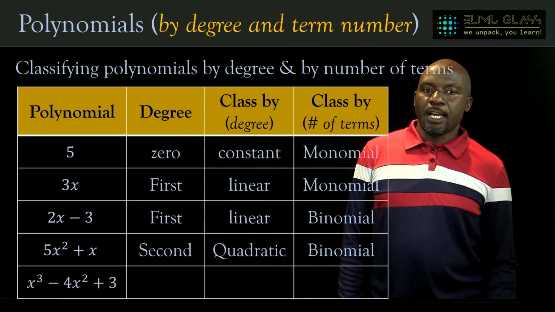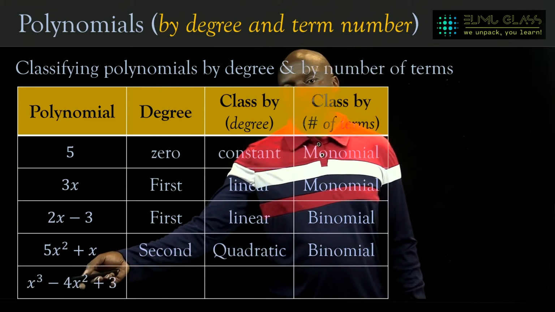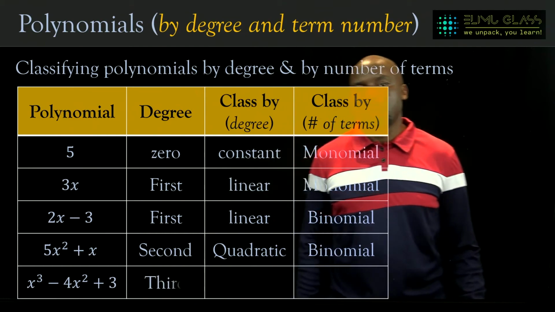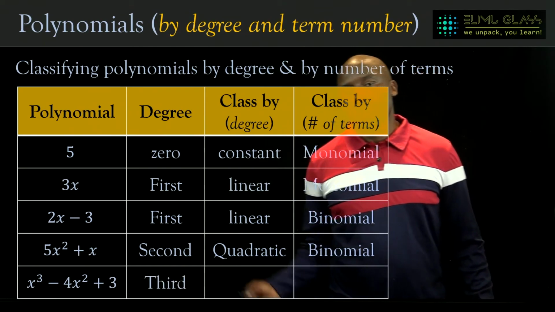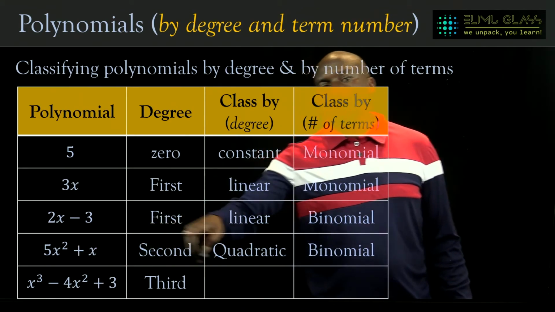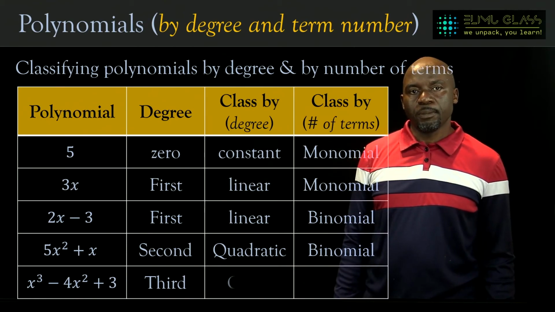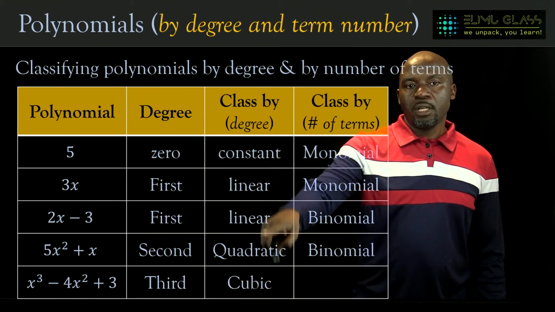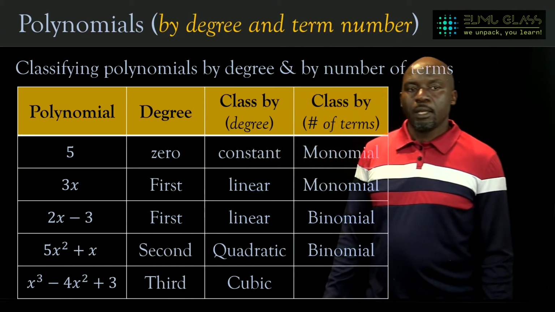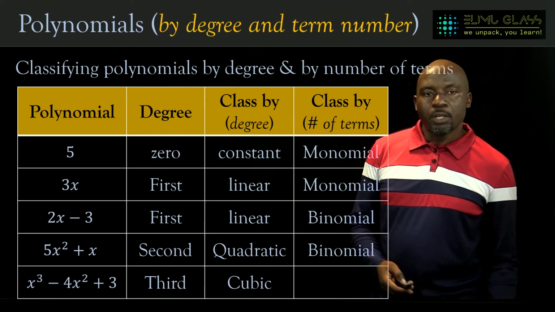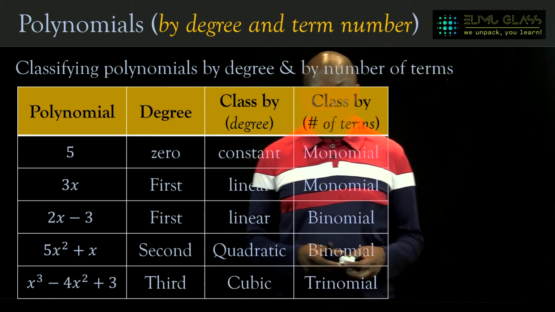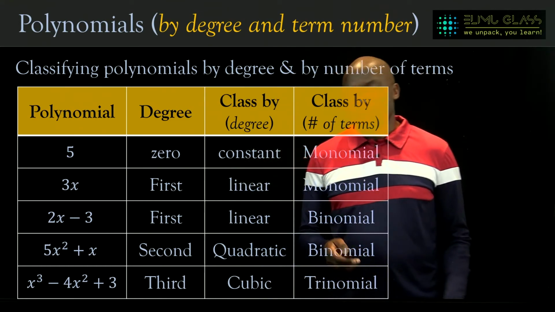All right. Lastly, this one has got 3 terms. The highest power there is 3, and so we call this a third order polynomial or a polynomial of degree 3, okay? Because the highest power is 3, we refer to this as a cubic polynomial, okay? So class by degree is called a cubic polynomial, and because we have 3 terms there, it's not binomial. Binomial means 2, so it's going to be called a trinomial polynomial. So these are just some terms we use when we are referring to polynomials, okay? All right.